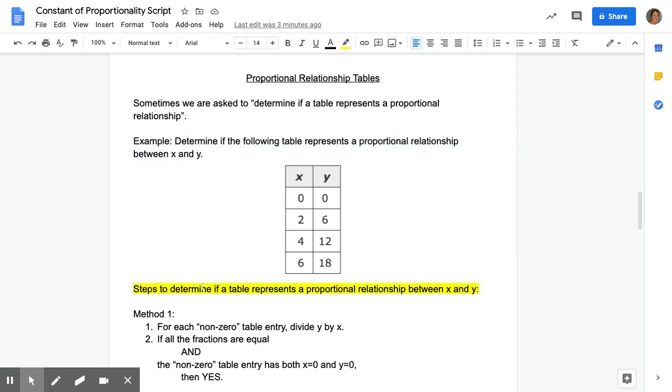The steps to determine if a table represents a proportional relationship between X and Y: there are two methods. Method 1, step 1: for each non-zero table entry, divide Y by X. Step 2: if all the fractions are equal and the table entry has both X and Y equal to 0, then the answer will be yes.